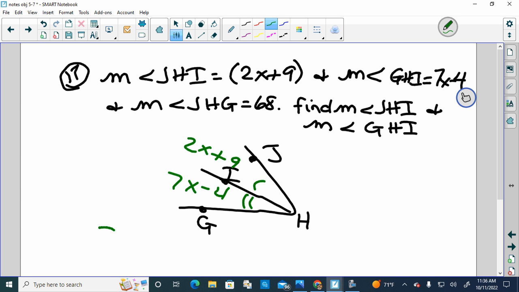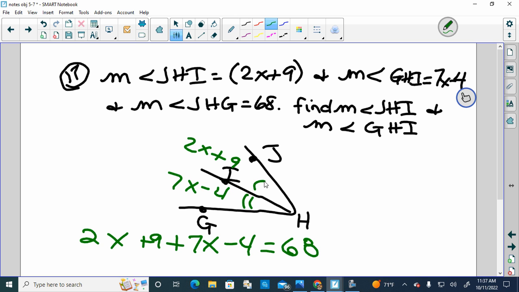So we've got 2x plus 9 plus 7x minus 4, and it equals what the total is. And the total, they told us, for the big angle is 68. So this angle plus this angle would give me the big angle. But we don't know what they are, so we're just writing it as if we did.